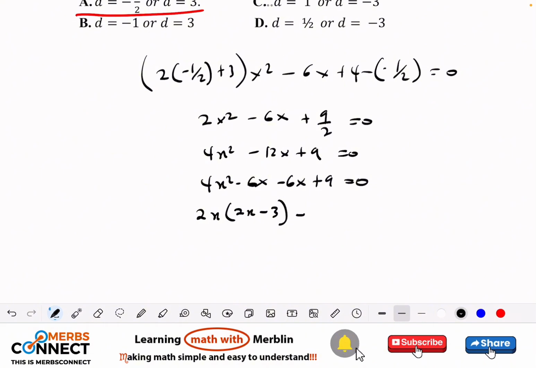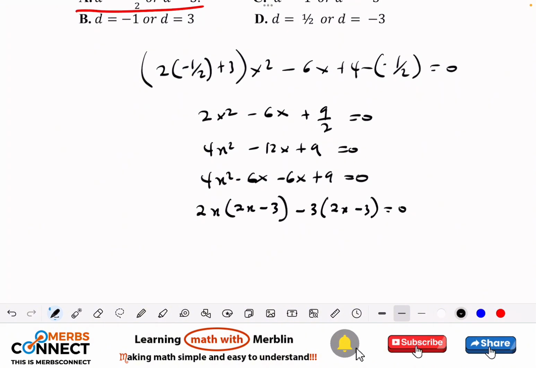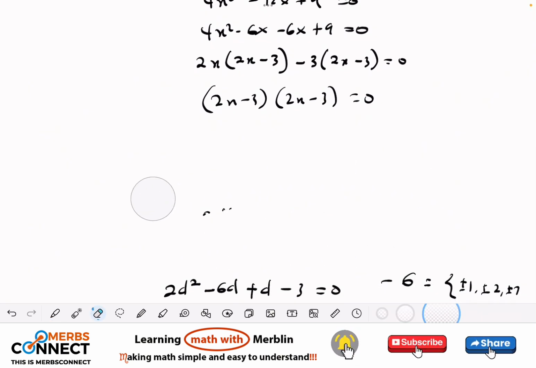Minus, I can factor 3 out. So this one will be like 2x minus 3 should be equal to 0. Is that right? Multiply it and let's see. This and this will be 6. And good. So when I factor 2x minus 3 out and then factor 2x minus 3 out, I'm going to get 0. And guess what is happening here?